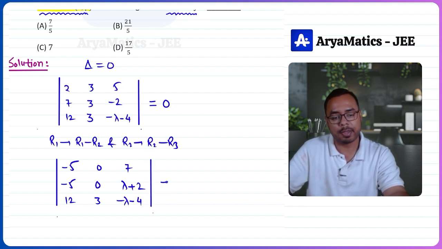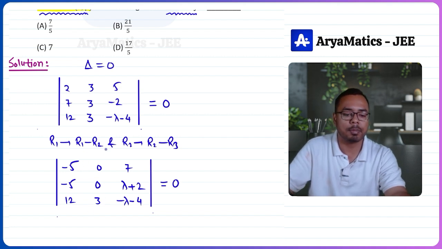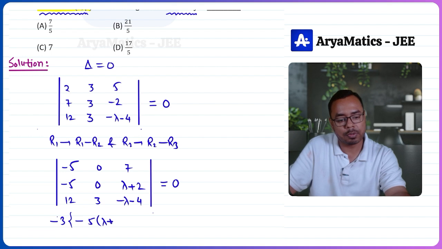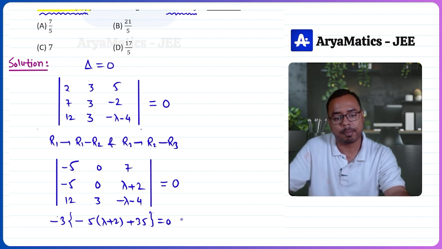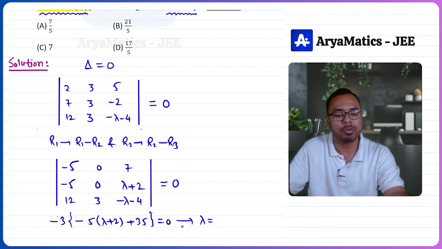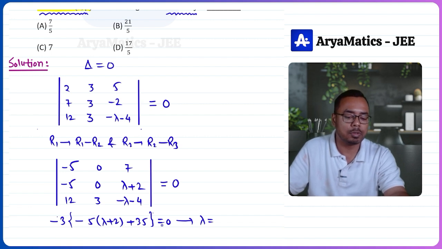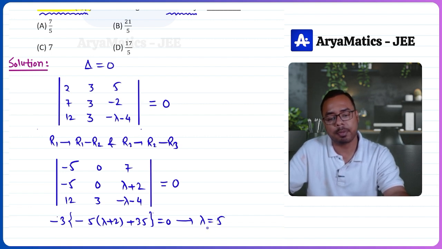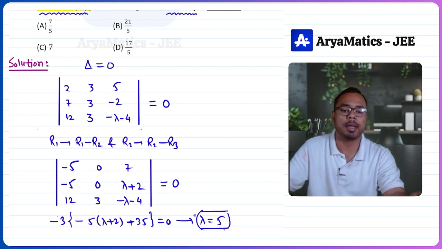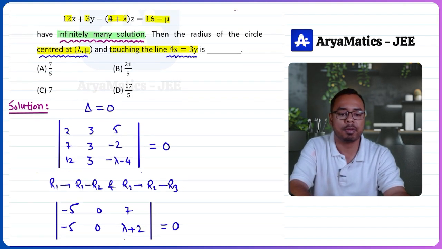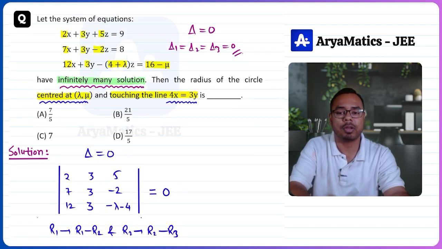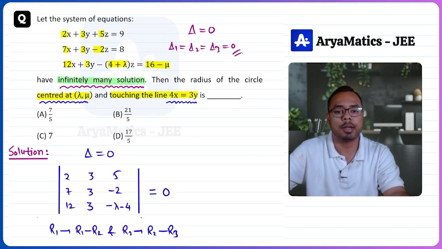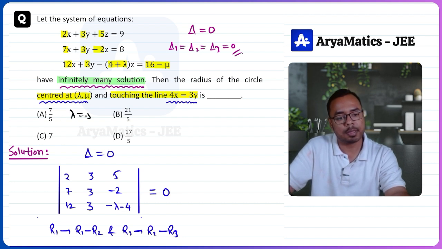So if I expand this determinant along the second column, because we have two zeros here, then we'll get minus 3 into, and then we have minus 5 into (lambda plus 2), and then plus 7 into 5, so that is 35, and this equals 0. So from here clearly you can see that the value of lambda plus 2 will become 7, that means lambda must be 5. So this must be the value of lambda, right? By equating the determinant of the coefficient matrix to 0, we got lambda as 5.